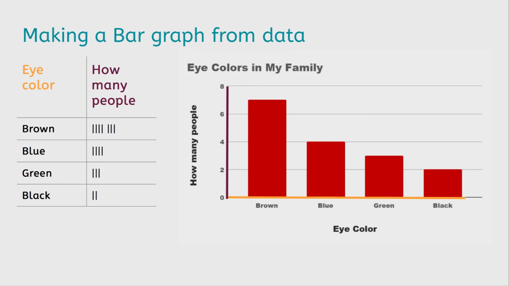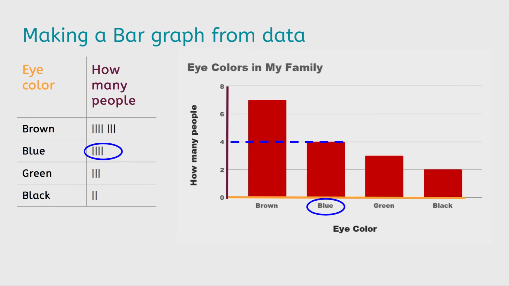We draw a bar for each eye color that is as tall as the number of people who have that eye color. On our table, we can see that brown eyes has 7 tally marks. See where it's circled? And the bar for brown eyes goes up to the number 7 on our graph. See the dotted line? That's 7 on our graph. And we can see the same thing for the other eye colors.